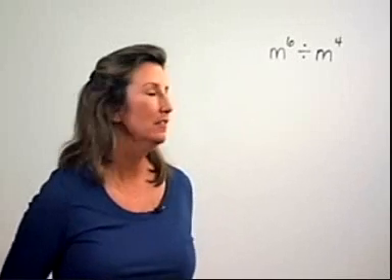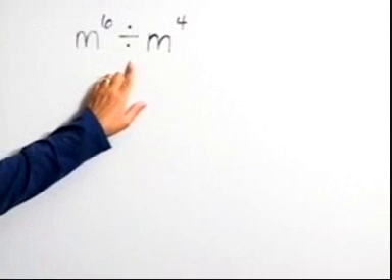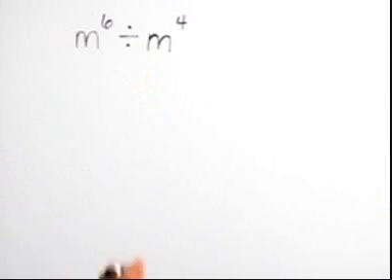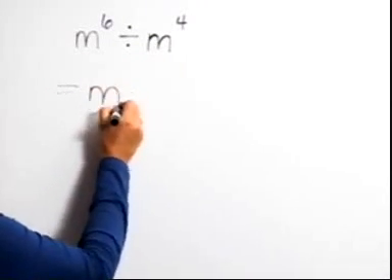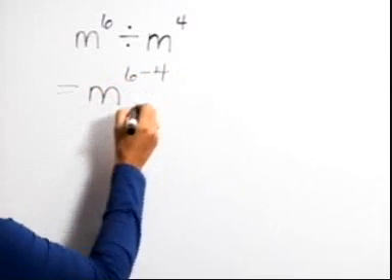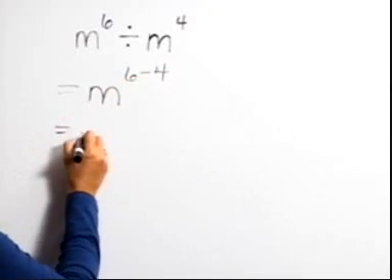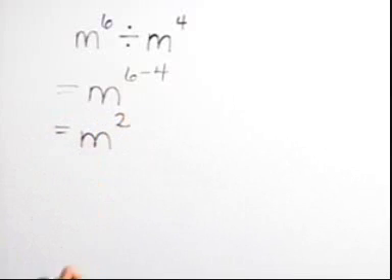We're going to divide m to the sixth divided by m to the fourth. That means that we're going to subtract the exponents. So 6 minus 4 gives me m to the second.